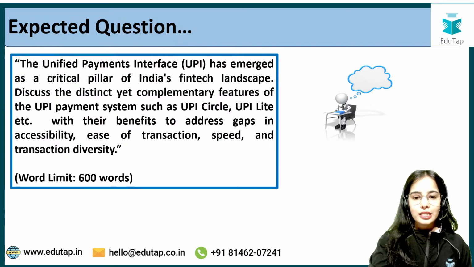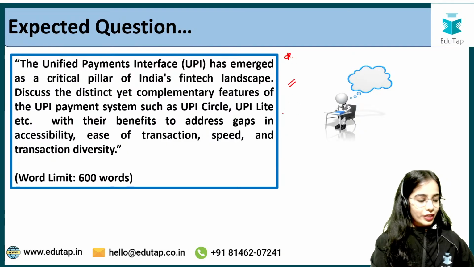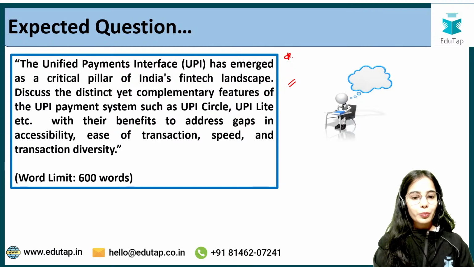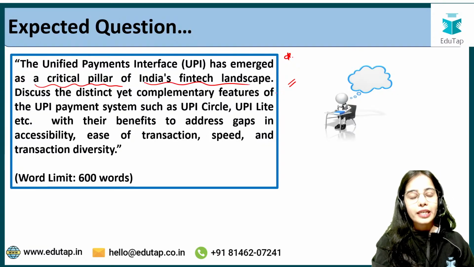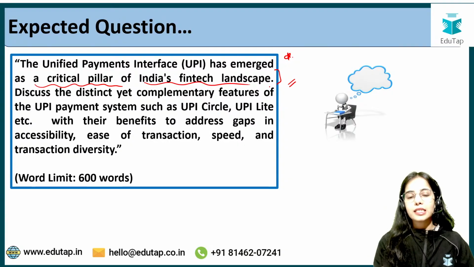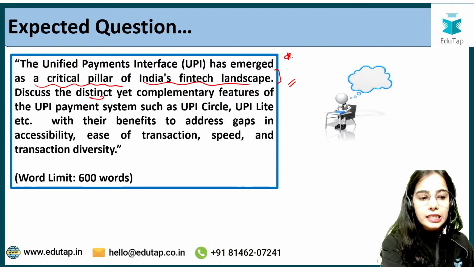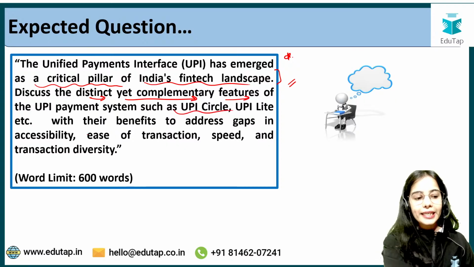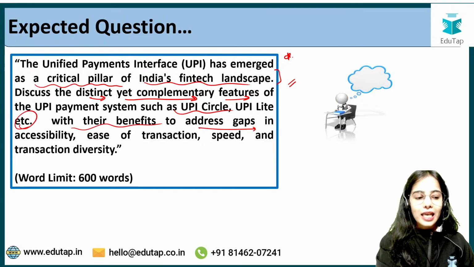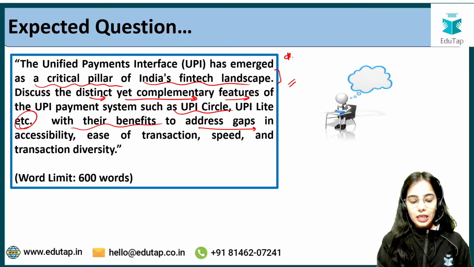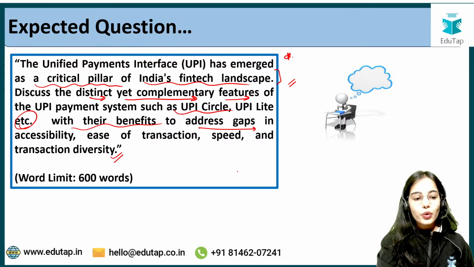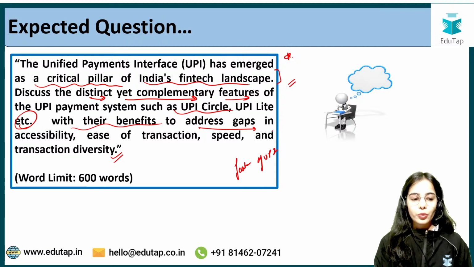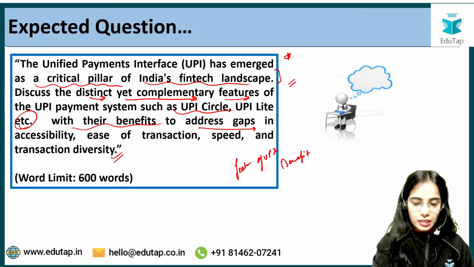So the expected question is this. Read the question carefully. The UPI has emerged as a critical pillar of India's fintech landscape, and this is one of the biggest successes in India's fintech landscape. Discuss the distinct yet complementary features of the UPI payment system, such as UPI Circle, UPI Lite, etc., with their benefits to address the gaps in accessibility, ease of transaction, speed, and transaction diversity. So here you have to discuss the features of UPI, such as the UPI Circle, UPI Lite, with their benefits.